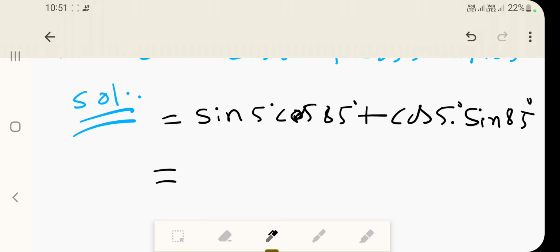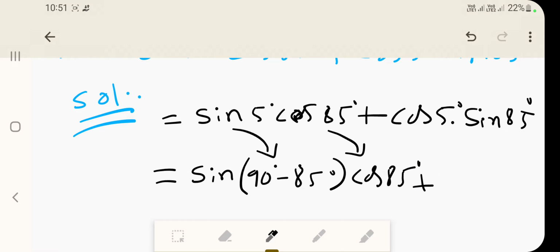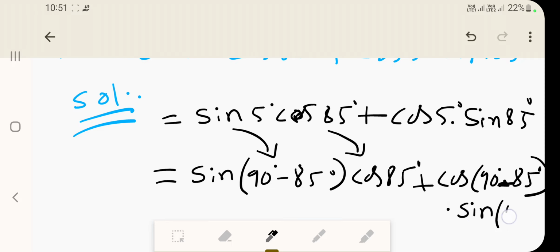So carefully you have to change sine 5. We can write it as sine 90 minus 85, because here 85 is given. So sine 5 is replaced with sine 90 minus 85 into cos 85, which we have just copied here, plus cos 5 can be written as cos 90 minus 85, into we have sine 85 degrees.